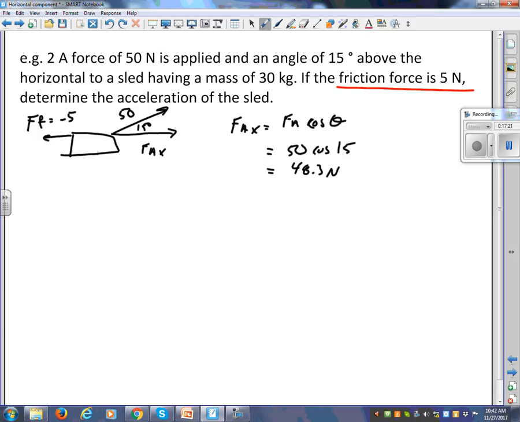So before, the net force was equal to the FAX because there was no other horizontal force, but now there is another horizontal force. What is that other horizontal force? Friction force. So I've got to add them up, making sure one's negative. F net X, the net force in the X direction, is equal to my FAX plus my FF. That's going to be 48.3 plus -5, which I can do in my head, 43.3.